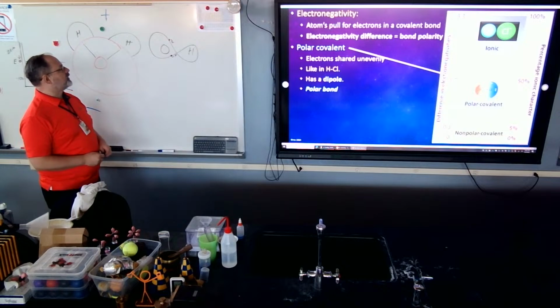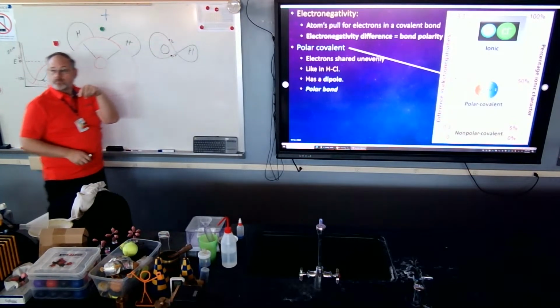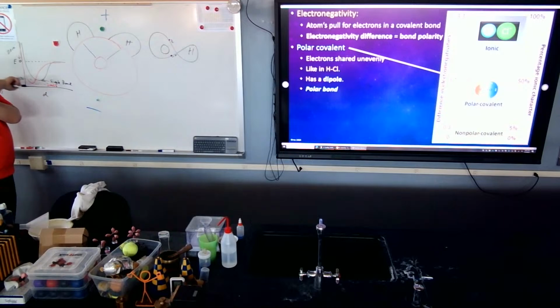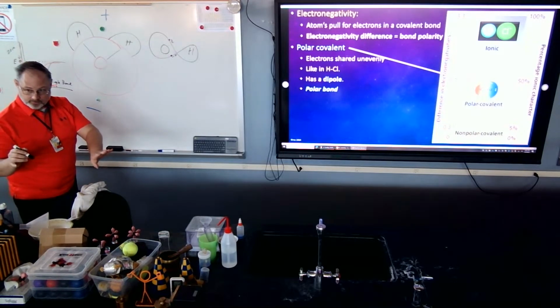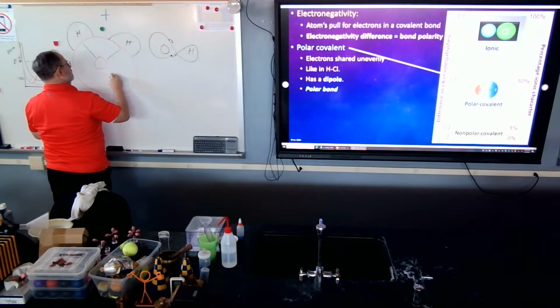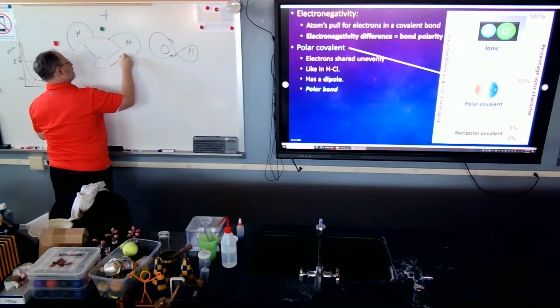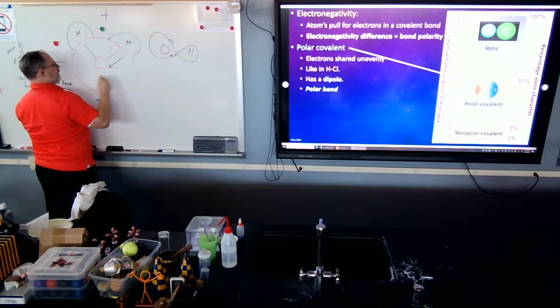If I was drawing this by proportion, oxygen would be like here and hydrogen would be like here. So what we do is we show this bond with a dipole. Are you ready? Pay attention. A dipole is an arrow that goes along the bond. The arrow points from an area of positiveness to an area of negativeness.